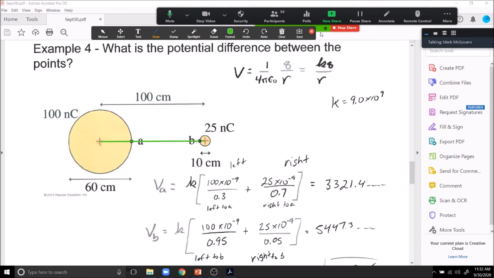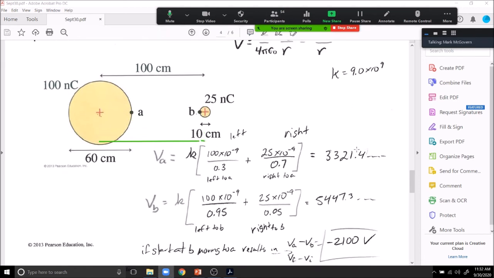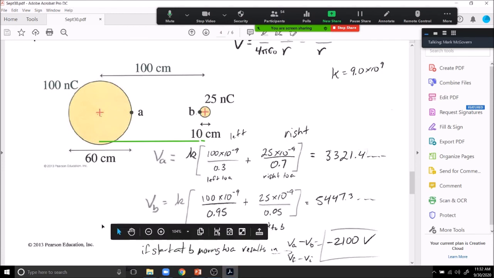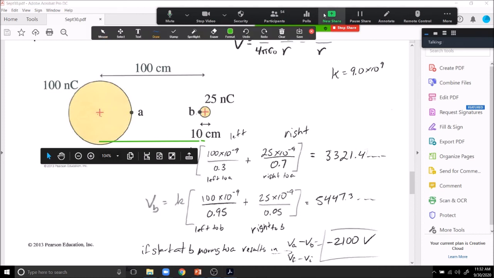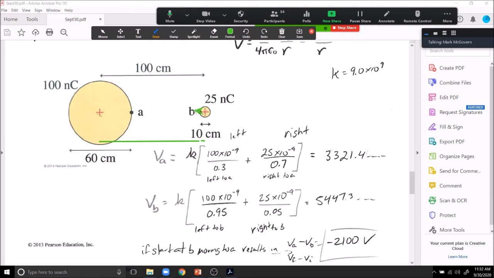And I subtract them for a grand total of, I did minus 21,000 if I decided to just start at B and move towards A, because B is a higher potential, A is a lower potential. So I happen, for no particular reason, because they didn't tell me I have to do this, but I happen to go from B to A. So A is the final and B is the initial. So I end up with a negative 21,000.